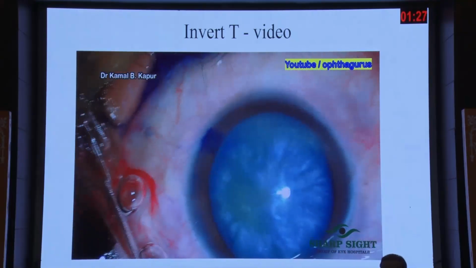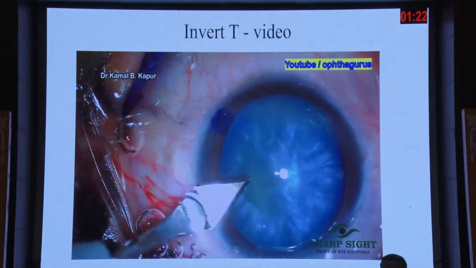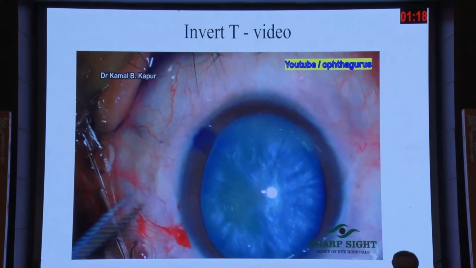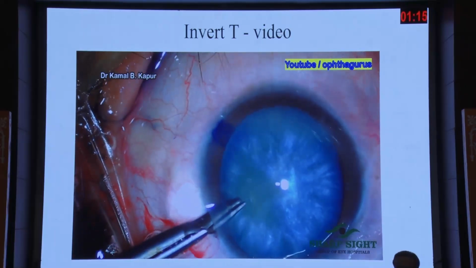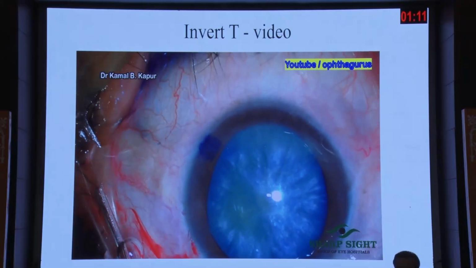Now you push in viscoelastic, flatten, enlarge the wound again. The initial wound is small because I don't want the visco to leak. Now I enlarge the wound. Now you just take a 1 hour and create a T. You'll see we create a beautiful T, and now this T has 2 flaps.